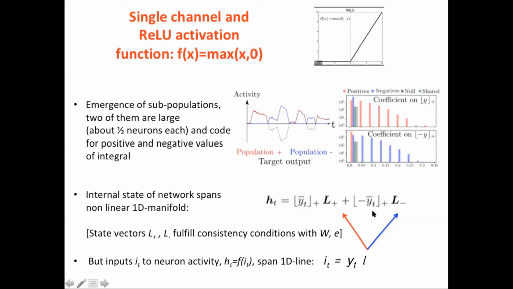So that means that our network is made of two subpopulations which are active whether the integral is positive or whether it's negative. So it's a little bit of a partition of a network, of a neural population.